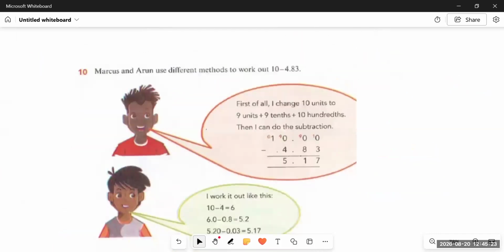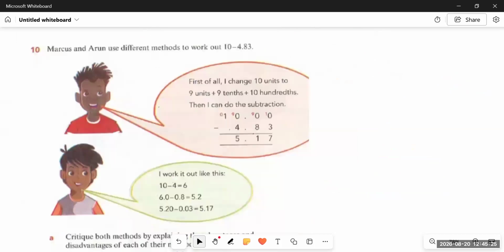Now the next question says Marcus and Arun use different methods to work out 10 minus 4.83. So what is Marcus doing? First of all, I changed 10 units to 9 units plus 9 tenths plus 10 tenths. Okay, fine. He was using the conventional method that we have used in question number 9.